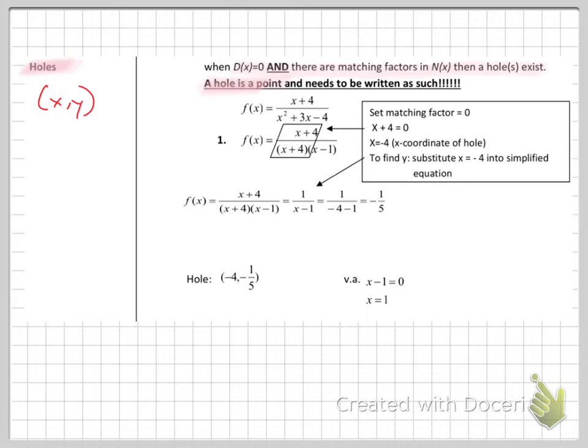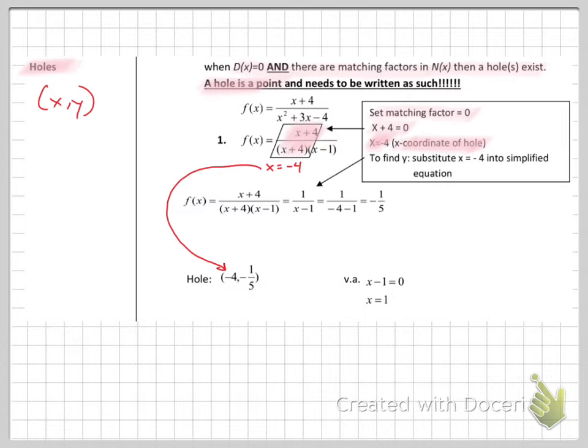So same thing, you have your rational function. You factor, maybe the top needs to be factored, maybe the bottom needs to be factored, maybe both need to be factored. You find any matching factors on top and bottom. You set that factor equal to 0. And what you get is the x coordinate of the hole. So zero product property with the x plus 4 gives me -4 for the x value. So that's where this number comes from.